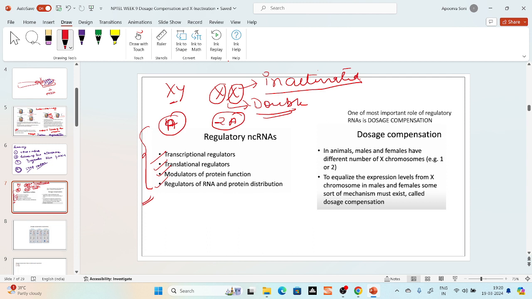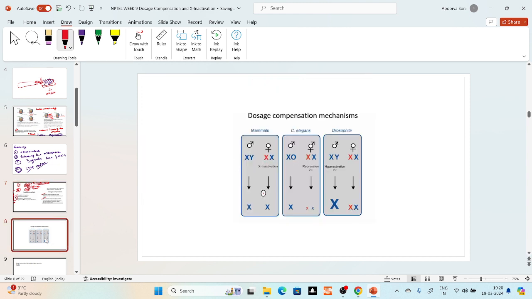Okay, so what is written is that in animals, males and females have a different number of X chromosomes. Yes, so to equalize the expression levels from X chromosomes in males and females, some sort of mechanism must exist, and this mechanism is known as dosage compensation. Let us see how this dosage compensation takes place. So you can see there are three different species: mammals, C. elegans, and Drosophila.